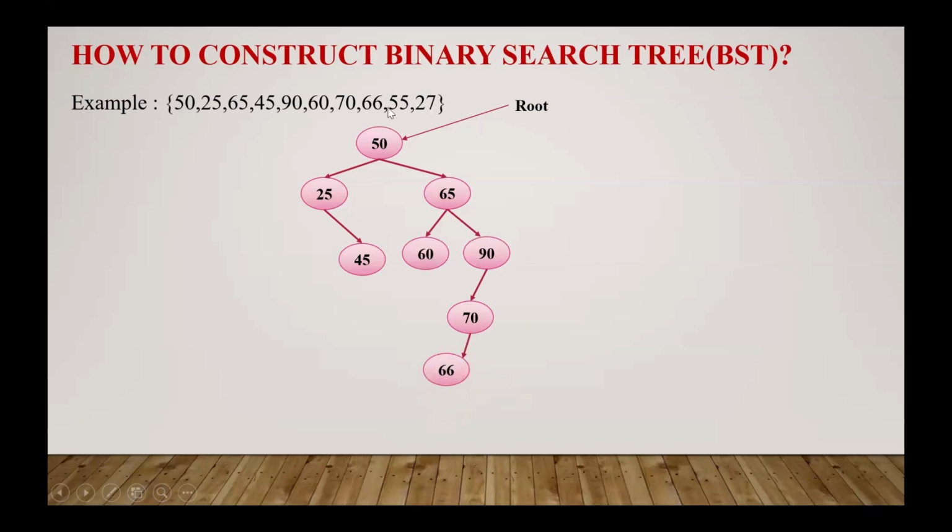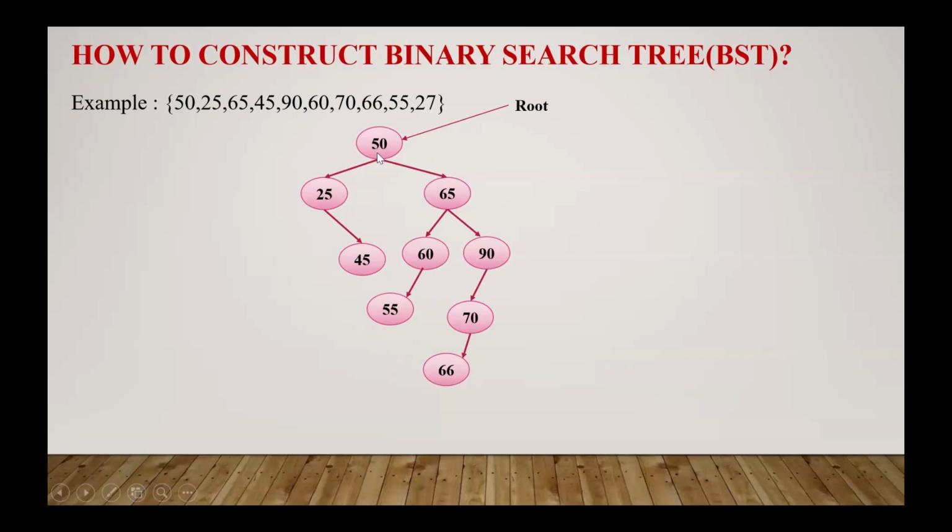Then the next element is 55. We have to start from the root 50. 55 is greater than 50, so we move to the right side. Now 65: 55 is less than 65, so we move to the left side. 60: 55 is less than 60, so now 55 will be the left child of 60. It's done. Last element, 27.